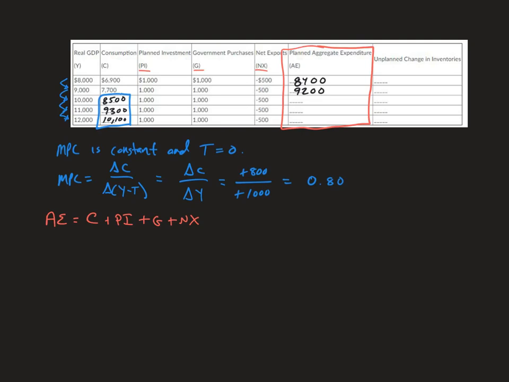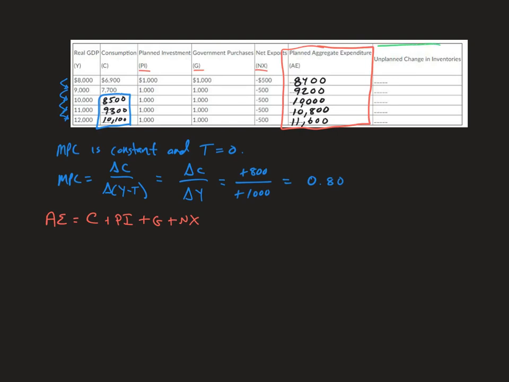Let's go ahead and do that again. We've got 8,500 for consumption plus 1,500. We're going to get 10,000. We're going to get 9,300 plus 1,500, which is going to get 10,800. And then we're going to have 10,100 plus 1,500, which is going to be 11,600. And now we've solved for all the planned aggregate expenditures.